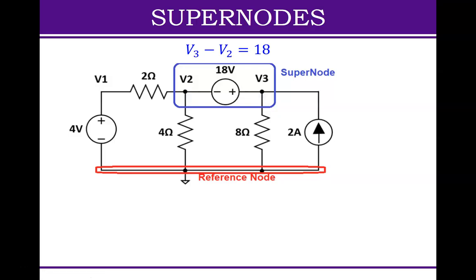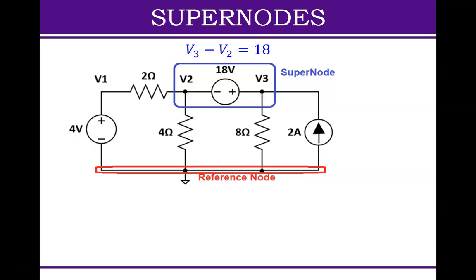Now for the rest of the circuit, we're going to work in the exact same way as we've been working with nodal analysis problems before. We're basically going to apply Kirchhoff's current law, and whenever we encounter a supernode, we basically say all the currents going into the supernode are going to be equal to the currents coming out of the supernode. Okay, so that's how we're going to do it. So let's analyze this circuit according to our regular nodal analysis procedures.